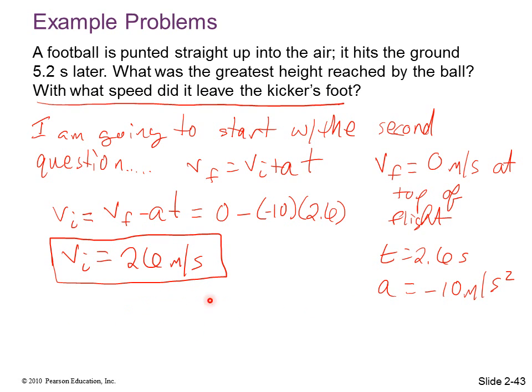And here is the answer. So you may want to pause it to see how the problem was worked out so you get the initial velocity as it left the kicker's foot. And now you could use that information for the greatest height reached by the ball. You'll have to use another one of those star equations to figure this one out. This one I used star equation 1.